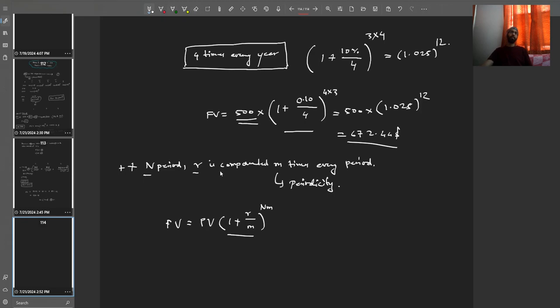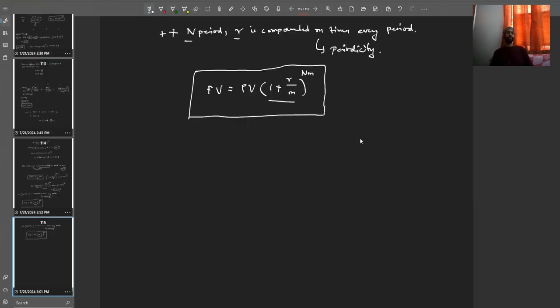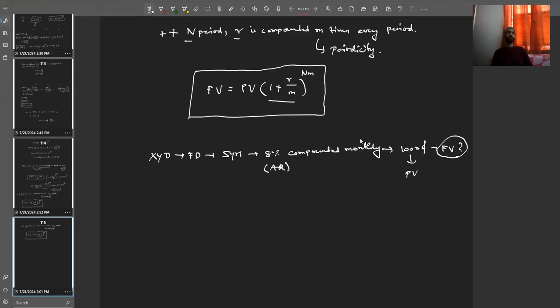Let's do another example, friends. We will understand it better. Let's say there is a bank XYZ which is providing FD for 5 years at the rate of 8% compounded monthly, 8% annual rate compounded monthly, right? If you invest $1,000 here, that is $1,000 is your present value or present amount, then what is your future value? This is the question. Now how do we solve it?